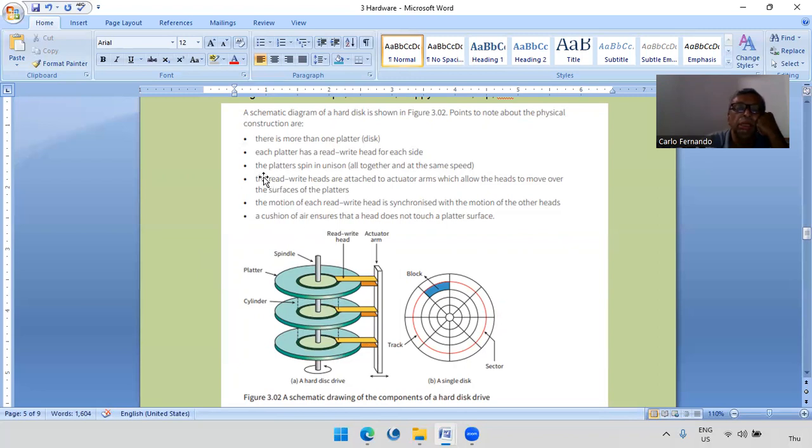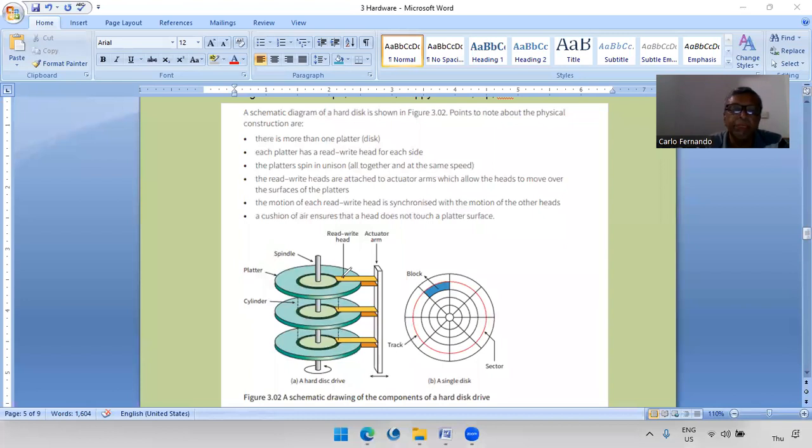Then the read-write heads are attached to actuator arms. So these are the actuator arms. It's like a robotic arm, controlled by the computer, which allows the heads to move over the surfaces of the platters. So this will move. How do these heads move? Well, it can turn only this way. If this is the point where the head is, this is like an arm here, another extension of this arm.